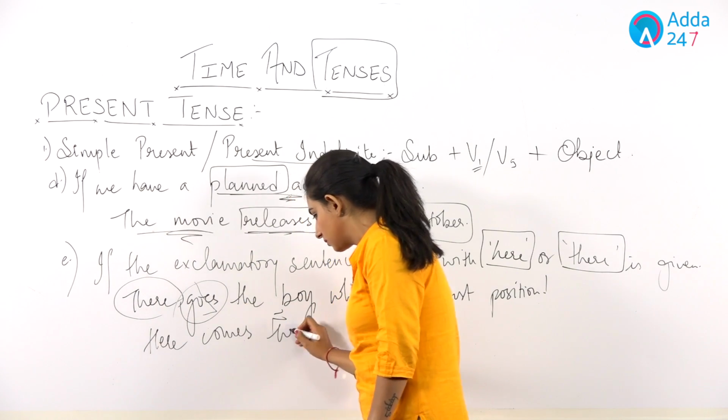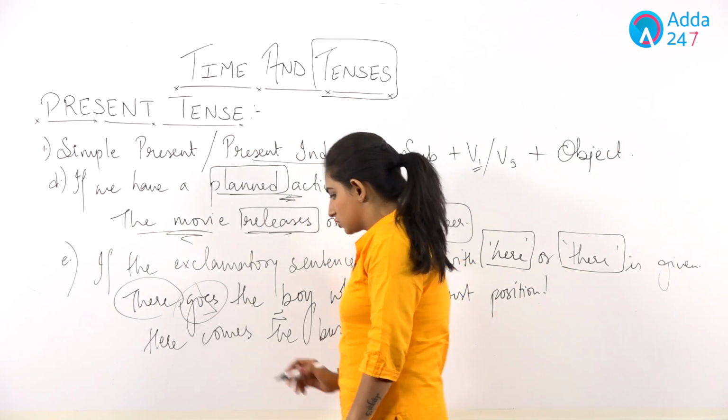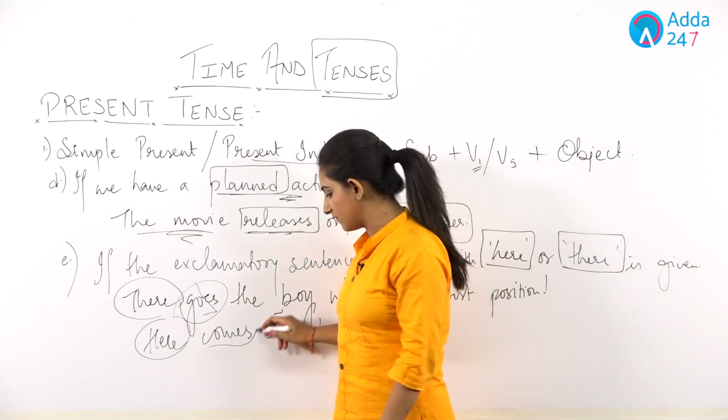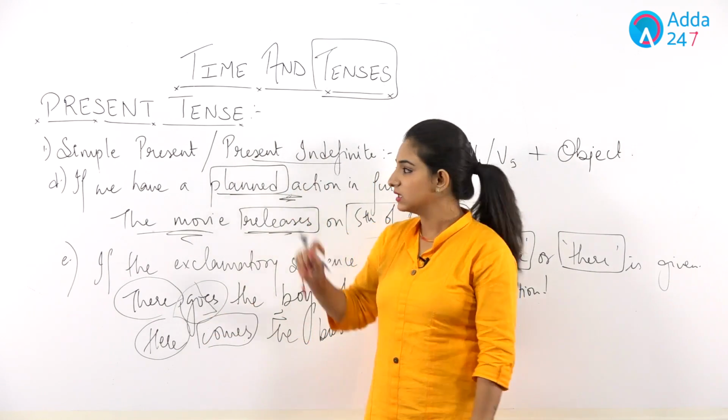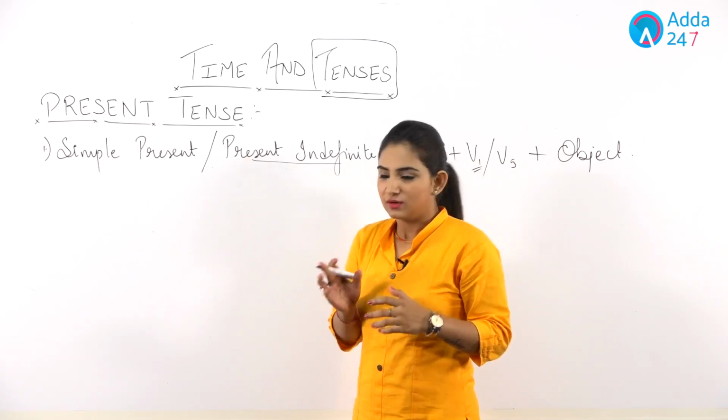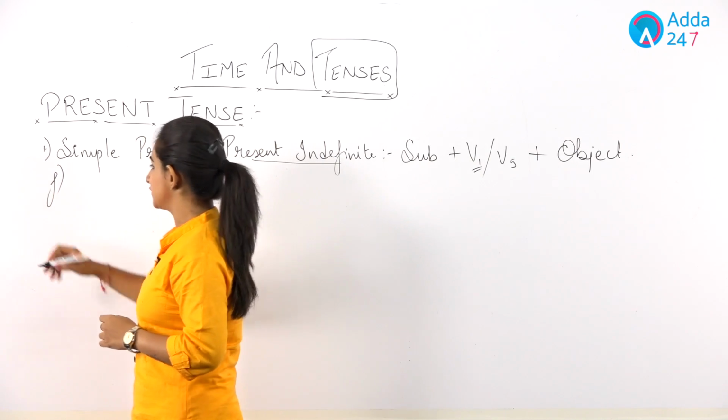Similarly, I can write here comes the bus. So here also we are pointing towards a bus that is coming and we have used the verb's 5th form, that is the rule followed after simple present or present indefinite tense. Now if we move further, we have the last rule of simple present tense.